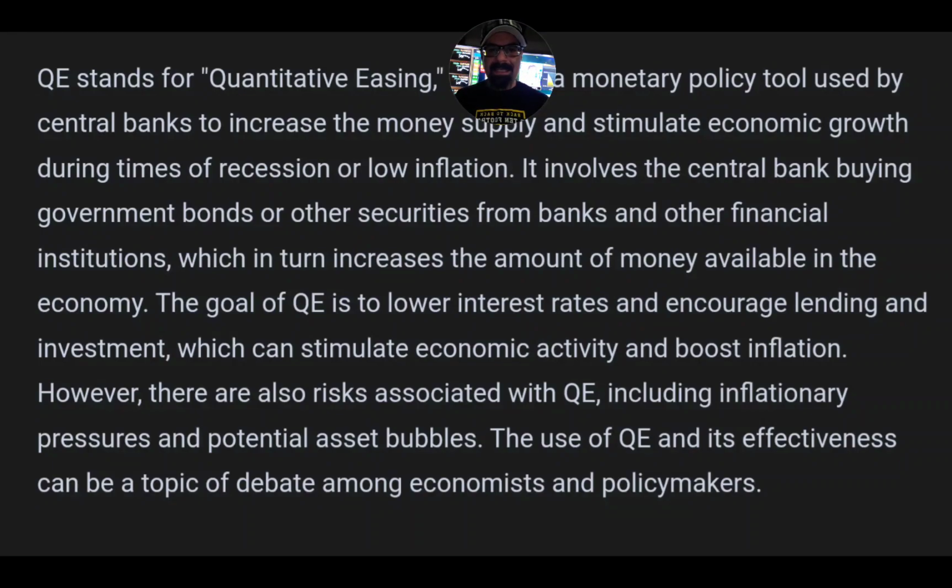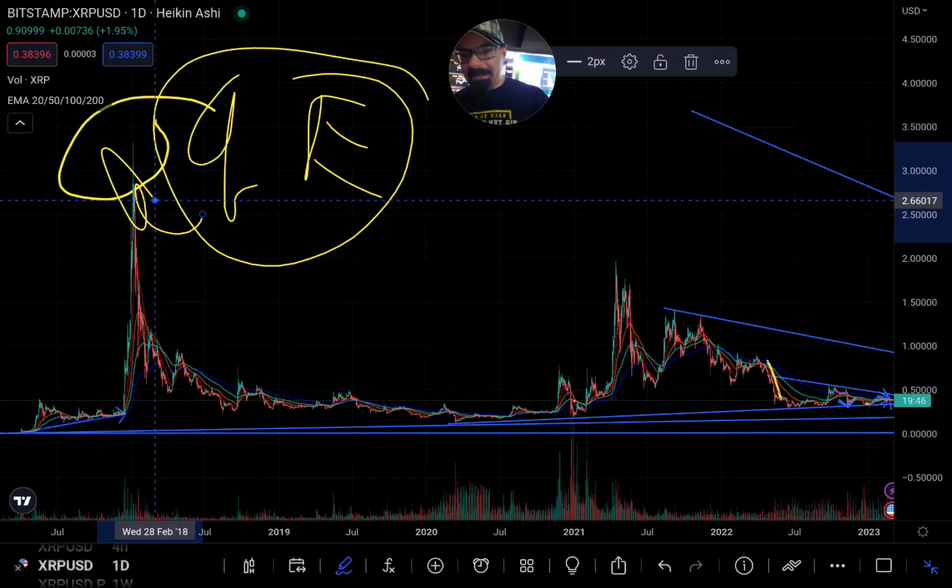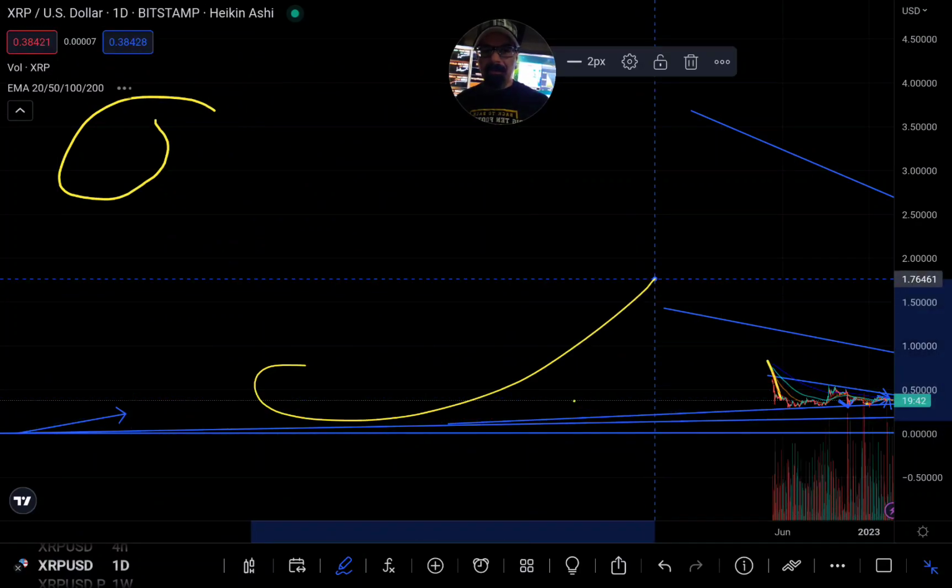So with quantitative easing, you get a level of stimulus put into the markets, which the governments used to buy crypto. And I'll show you the link. 2018 was a big year of quantitative easing. We did it all the way until about 2021.